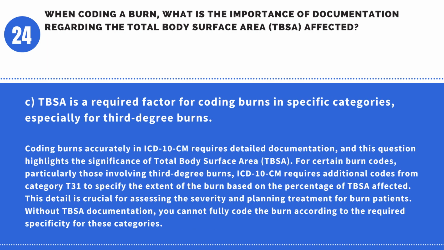Answer: C. TBSA is a required factor for coding burns in specific categories, especially for third-degree burns. Coding burns accurately in ICD-10-CM requires detailed documentation, and this question highlights the significance of total body surface area, TBSA. For certain burn codes, particularly those involving third-degree burns, ICD-10-CM requires additional codes from category T31 to specify the extent of the burn based on the percentage of TBSA affected.